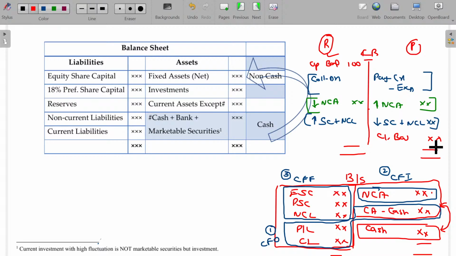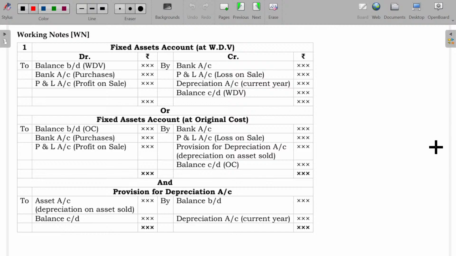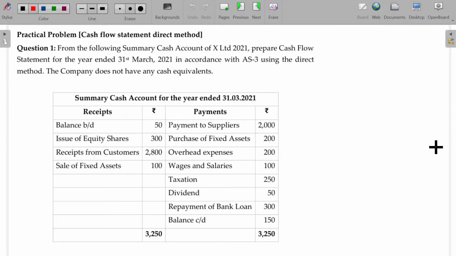In case of the indirect method, I will guide you later once we finish up the direct method, which is very rare for your examination, but of course for understanding purpose, you have to know that. In most of the cases, you will expect only the indirect method. So we'll finish up this and we'll go for the indirect method later on. Now, see, practical problem. Cash flow statement. Prepare cash flow statement under direct method. Question number 1.